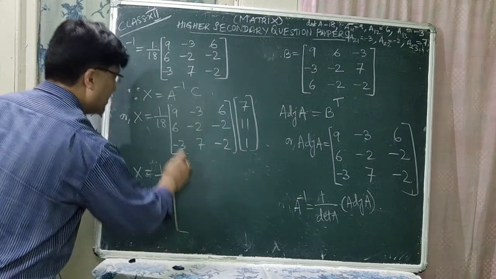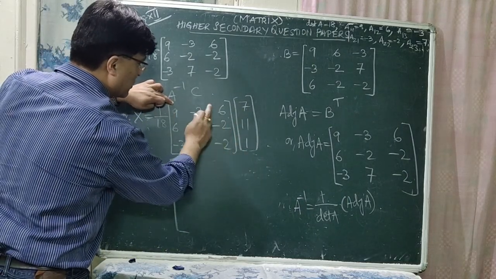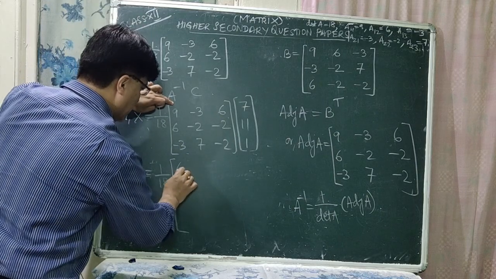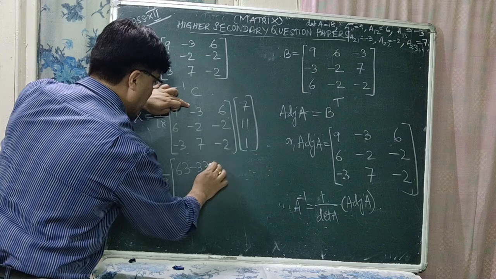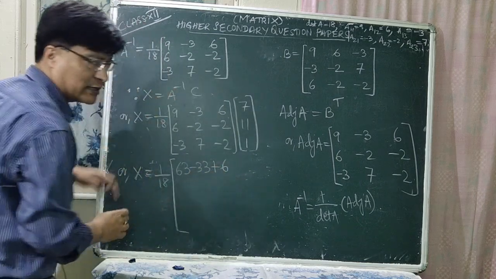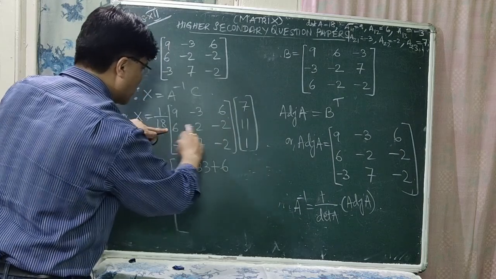Now multiply these two matrices. First row by first column. Corresponding elements should be multiplied. 9 sevens are 63, minus 3 into 11, minus 33, plus 6 ones are 6. Right?